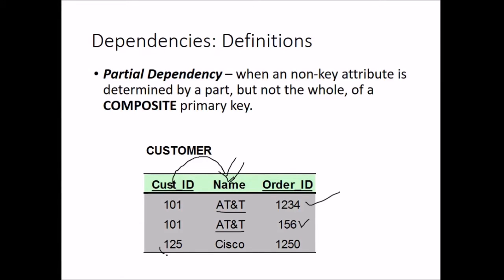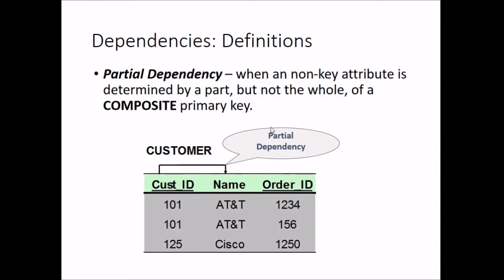But if I combine this customer ID and order ID, if I say customer ID 101 and order ID 1234, what is the name of that company, then AT&T will come. Only these two in combination can find out this name. So this is partial dependency. Name is partially dependent on customer ID, because customer ID cannot uniquely identify this name.